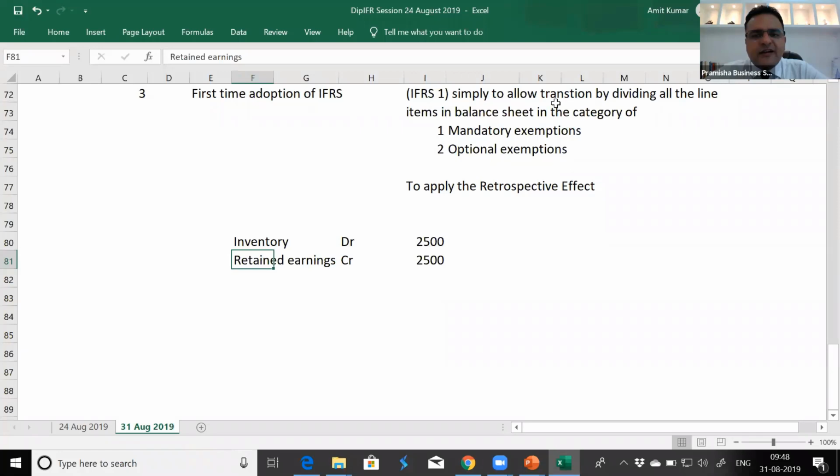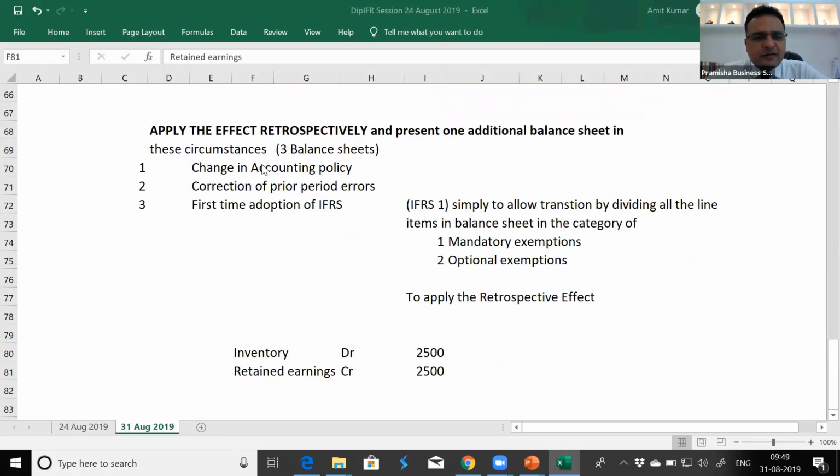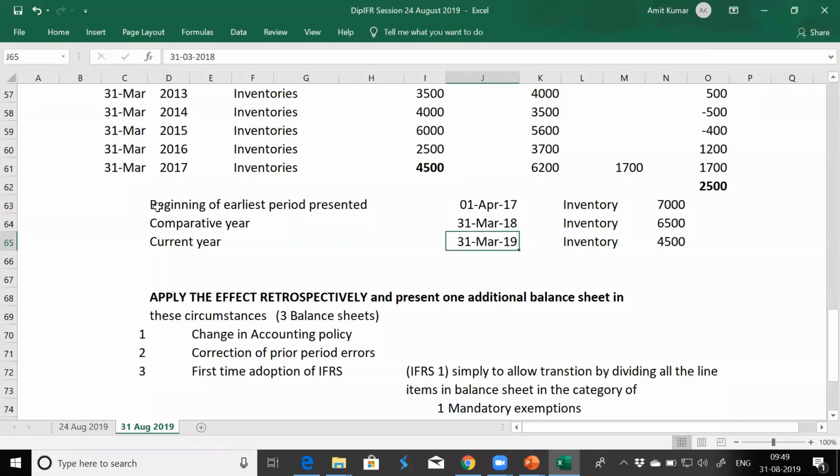So Kshitiz, this entry is posted in the beginning of the earliest period presented balance sheet. The third balance sheet, that's this balance sheet. In the first April balance sheet, we make this adjustment. This entry is not in P&L; this is directly done in the balance sheet.